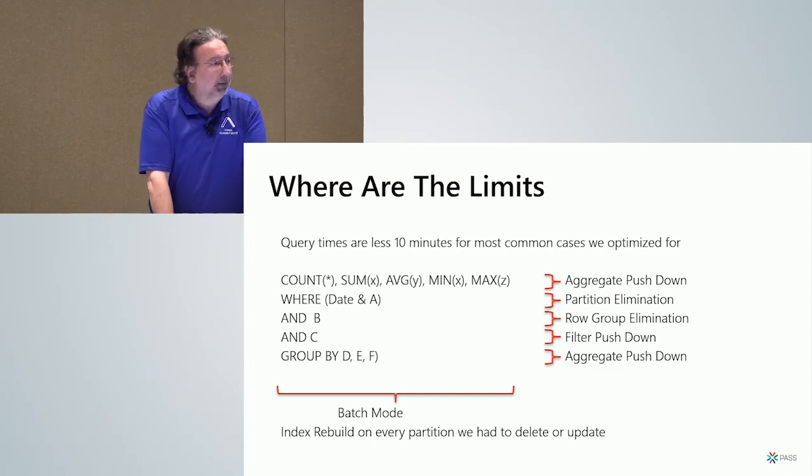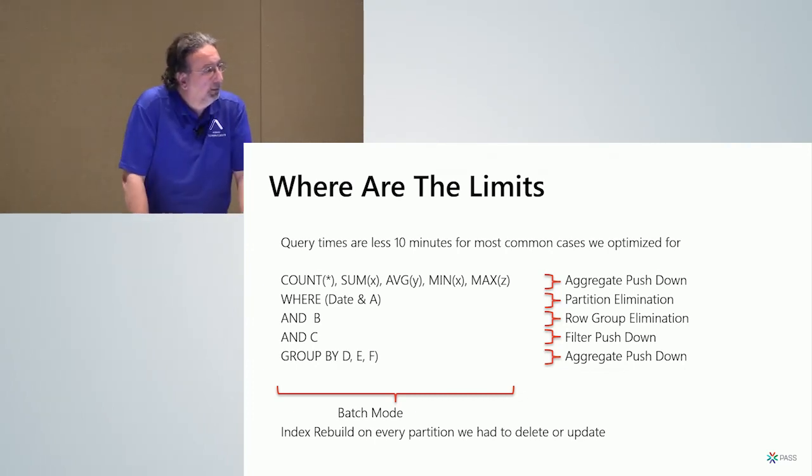How does this work with sparse columns, or is it just not a good idea? Question is, how does this work with sparse columns? Honest answer, I don't know. I've never used a sparse column in my life. I'm not SharePoint.